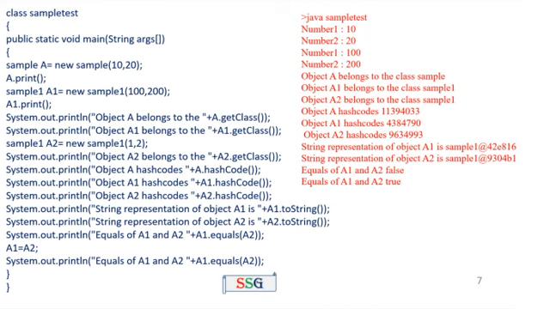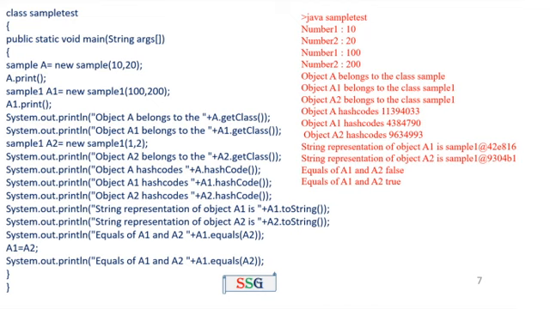Next I am going to create the next command, Sample1 a2 equal to new Sample1(1, 2). That means for the second class I am going to create the next object a2. For the next one, a2.n1 equal to 1, a2.n2 equal to 2. Next, object a2 belongs to a2.getClass. Here the object a2 belongs to the class Sample1.